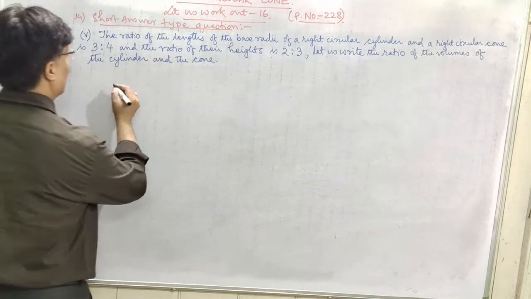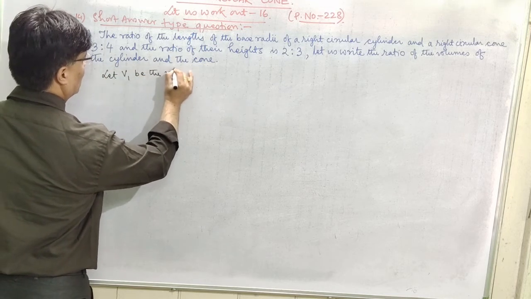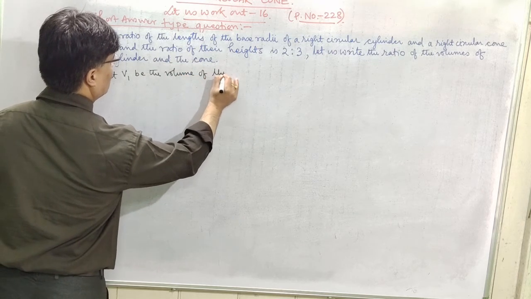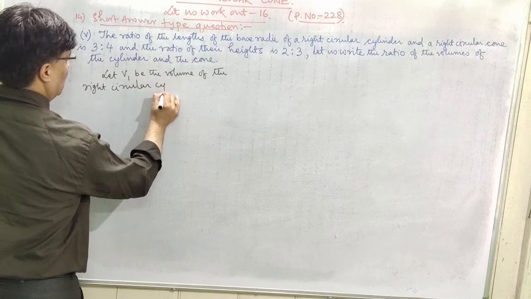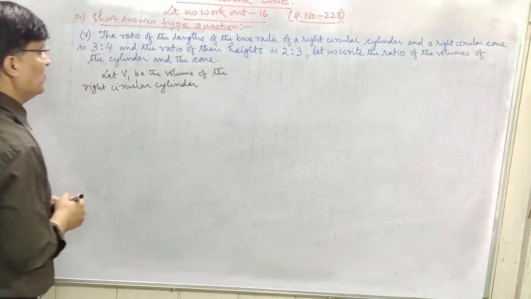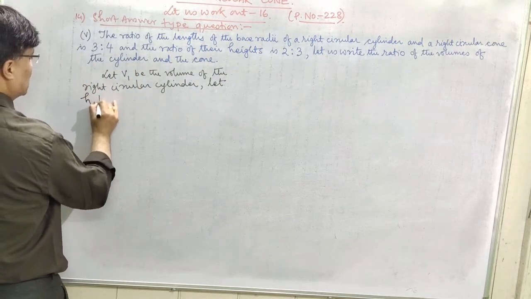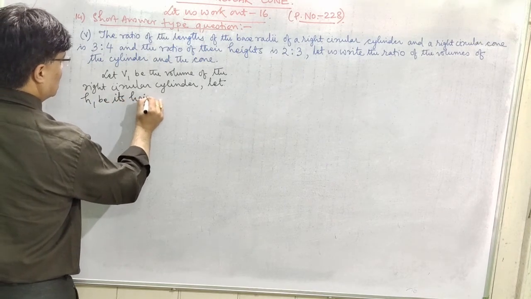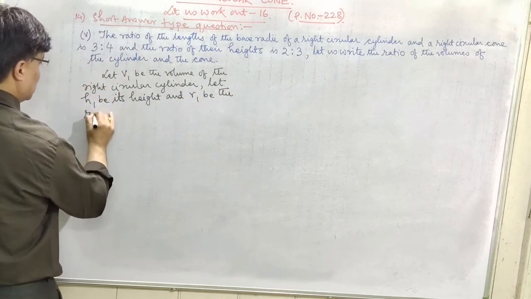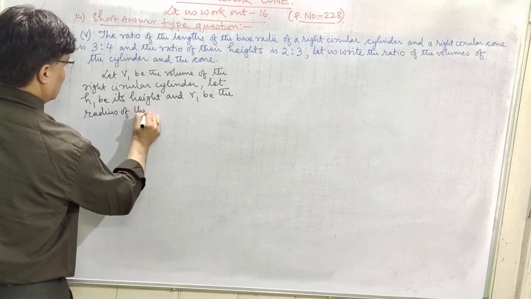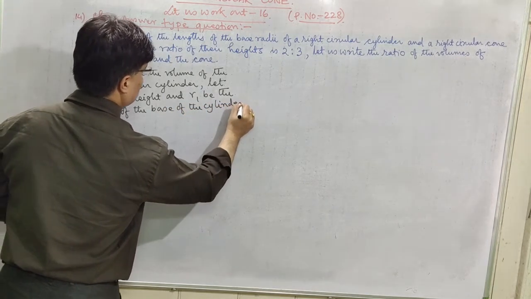Okay? So now let us write here, let V1 be the volume of the right circular cylinder. Let H1 be its height. And R1 be the radius of the base of the cylinder.